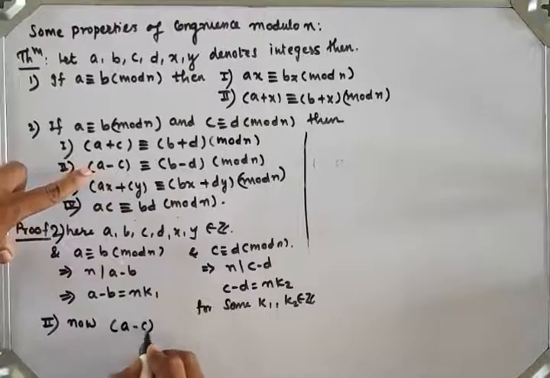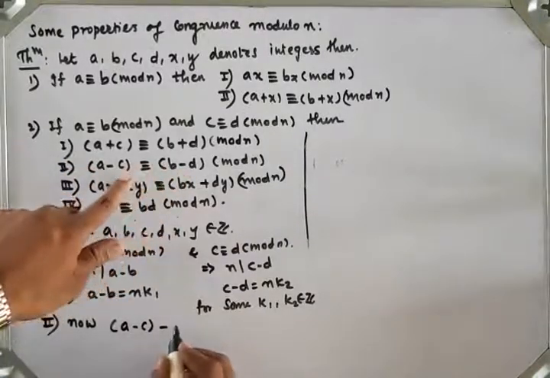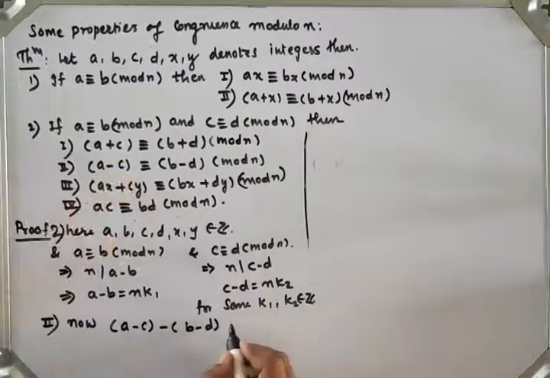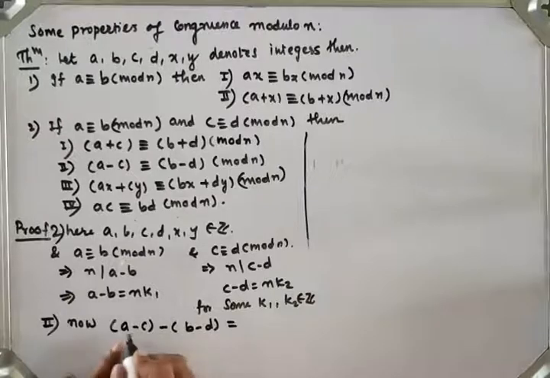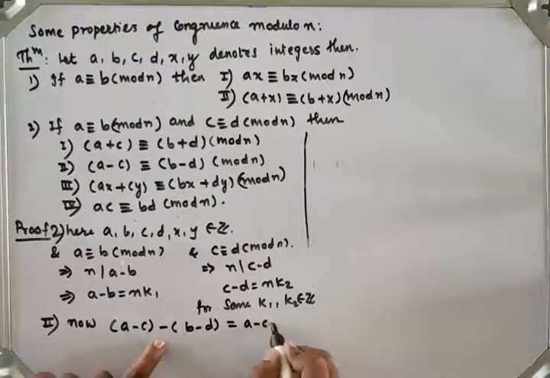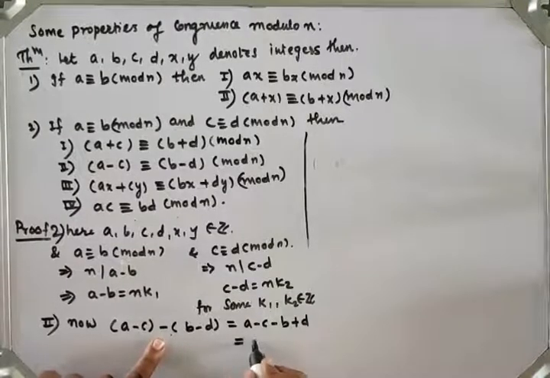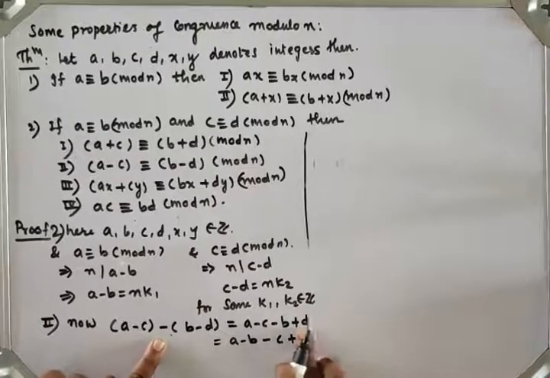So this is the second part. The left hand side is A minus C minus B minus D, which is equal to A minus C, so minus B minus minus plus D. So I will take an adjustment: A minus B as it is, and minus C plus D, where minus sign is common, so C minus D.